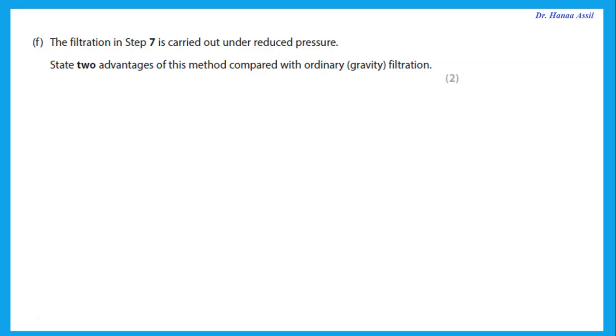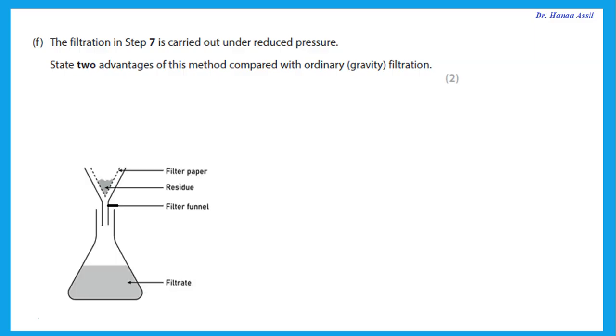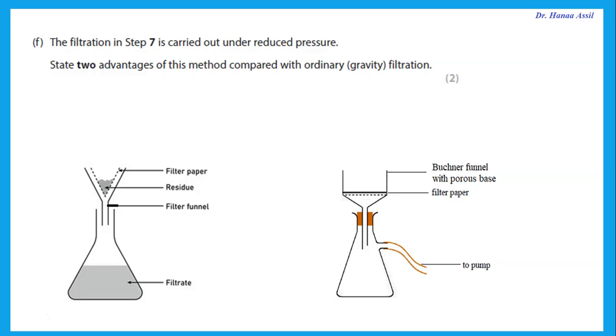Filtration in step 7 is carried out under reduced pressure. Remember, we have 2 types of filtration. This filtration is the one that is under gravity, so this is the ordinary gravity filtration. But the Buchner funnel, this is the reduced pressure. So we're asked to state 2 advantages of using a Buchner funnel under reduced pressure compared to using the normal filtration under gravity.